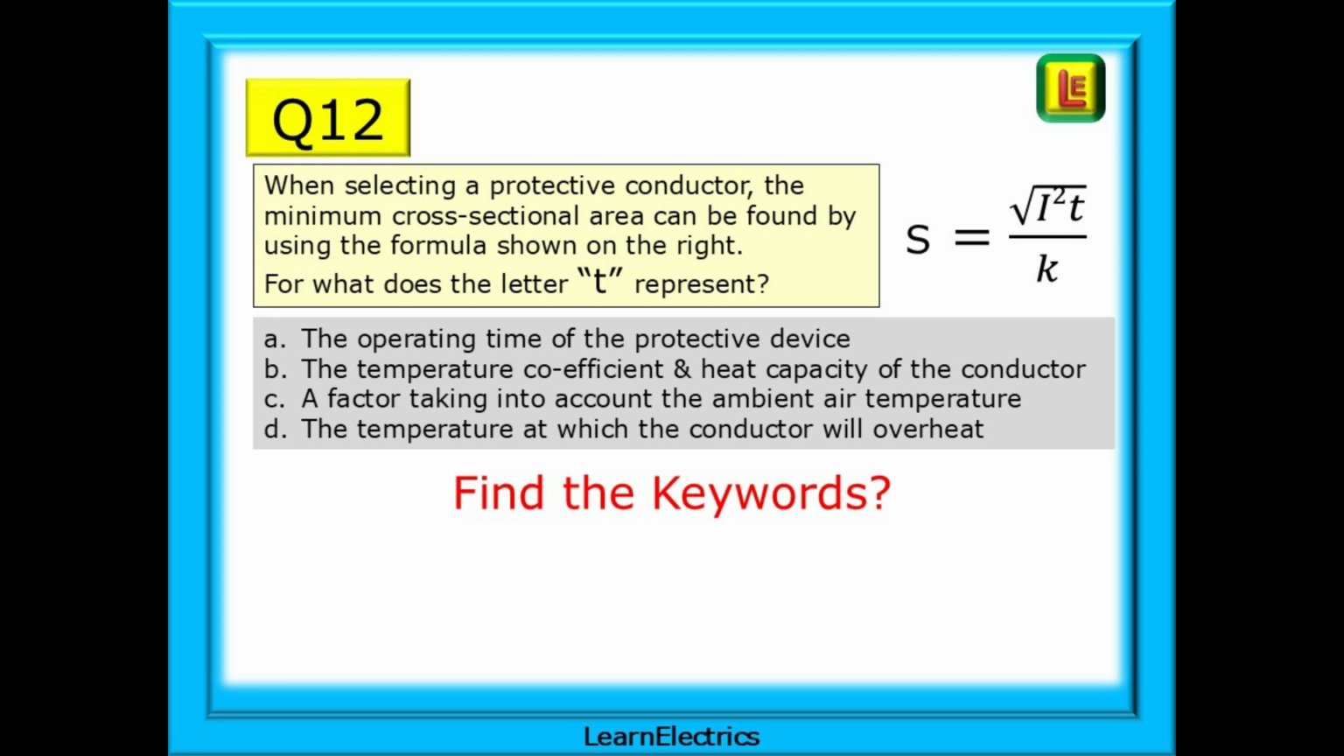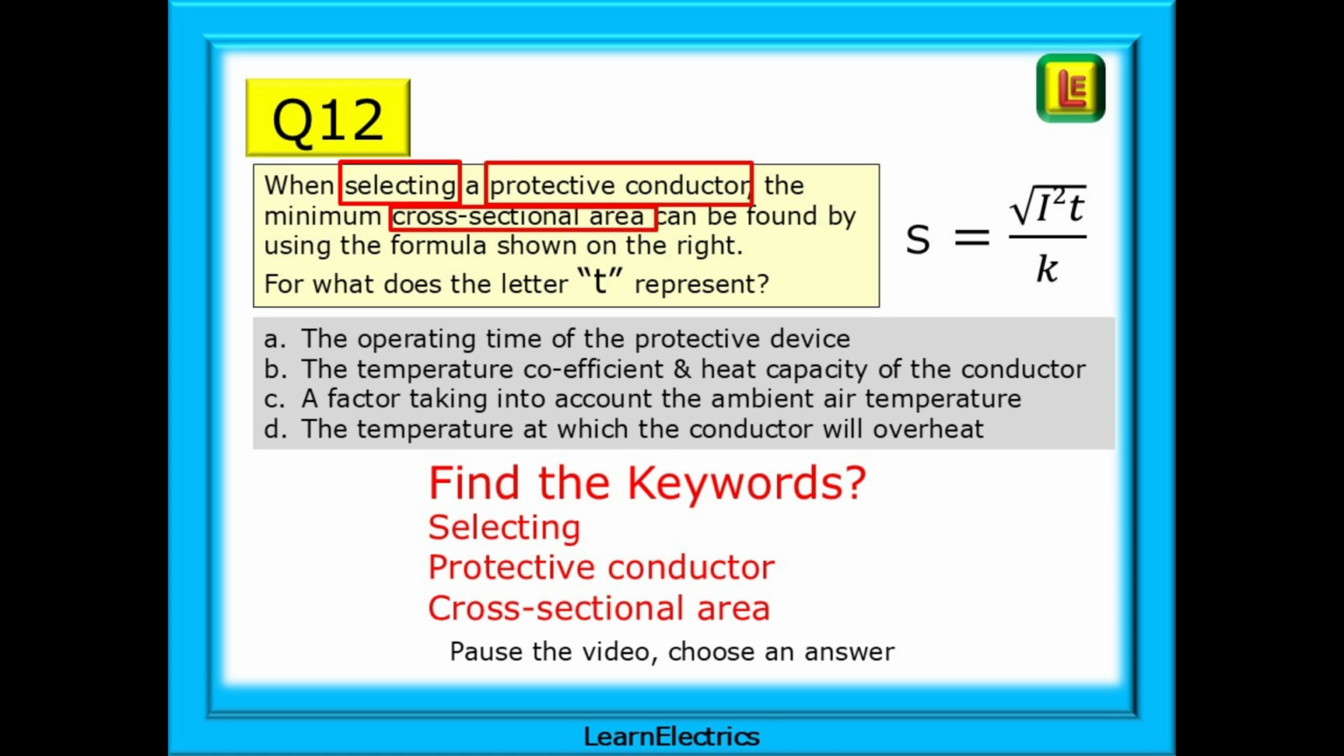Question 12 next, the last question. When selecting a protective conductor, the minimum cross-sectional area can be found by using the formula shown on the right. For what does the letter T represent? Keywords first, which are selecting, protective conductor, cross-sectional area. Now pause the video and choose an answer.